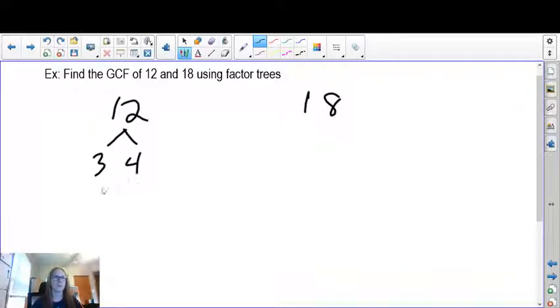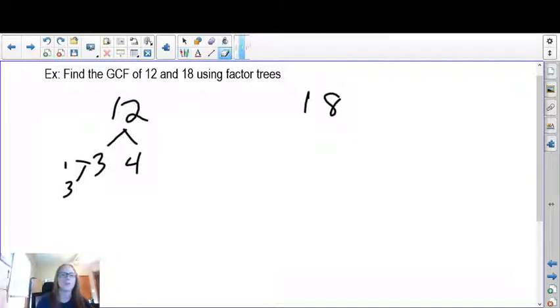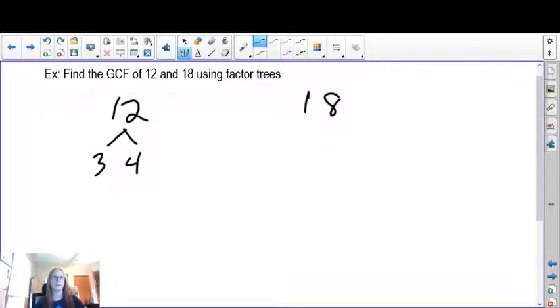Now I want to see if I can break down these numbers. Well, 3 breaks down into 1 and 3. Those are the only two numbers that multiply together. So 3 is what we call a prime number. Since it can't break down into anything with a factor larger than 1, we're going to leave it alone. However, 4 can break down. 4 can break down into 2 and 2. Don't circle these. I'm just pointing out that my prime factors of 12 are 2, 2, and 3.